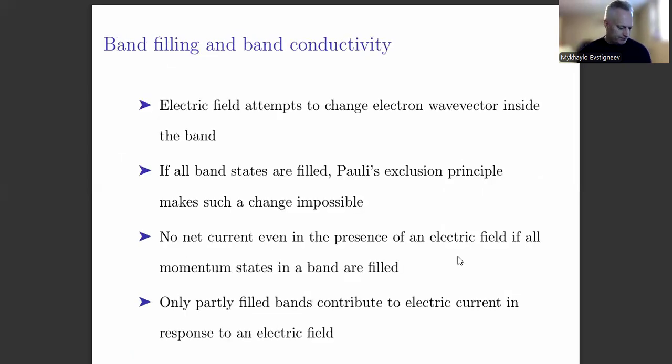All right. Now, let's discuss the band filling and conductivity. If you apply an electric field, this produces a force on electrons. That force tries to accelerate electrons in the direction opposite to the electric field because electrons are negatively charged.